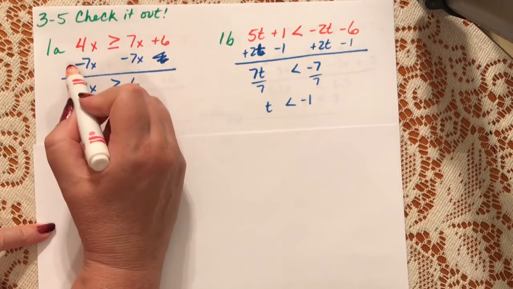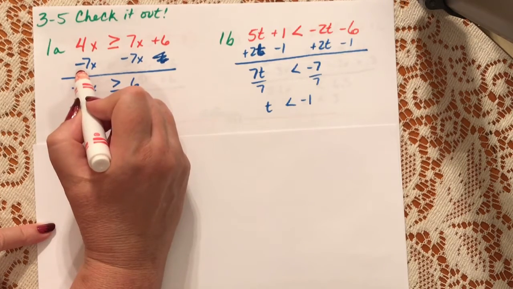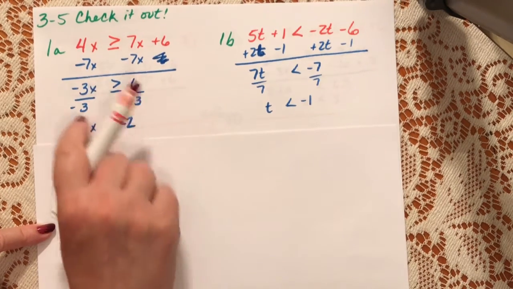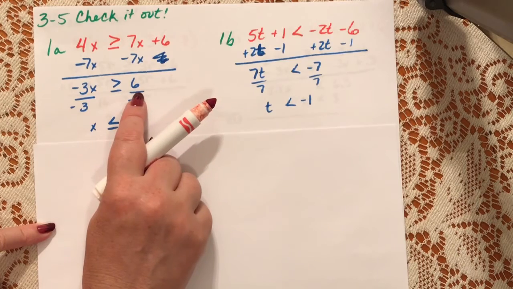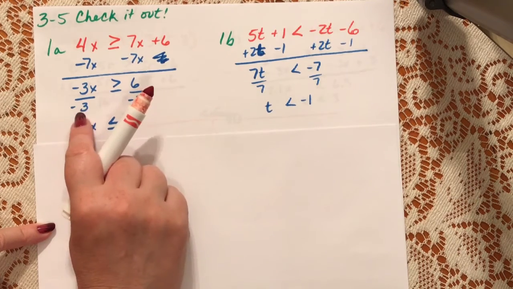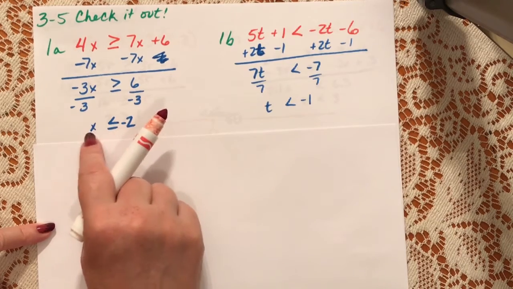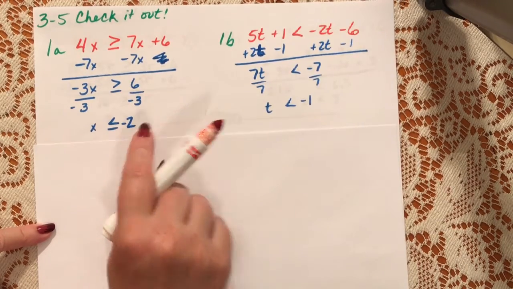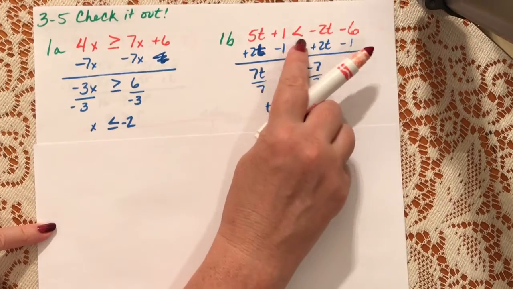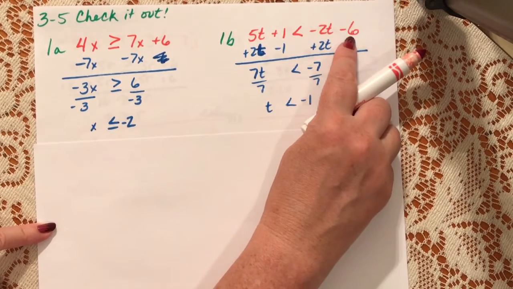I'm going to get all of my x's to this side, so I'm going to subtract 7x from both sides, and I end up with negative 3x is larger than or equal to 6. Divide each side by negative 3, which means my inequality flips, and x is smaller than or equal to negative 2. 5t plus 1 is smaller than negative 2t minus 6.